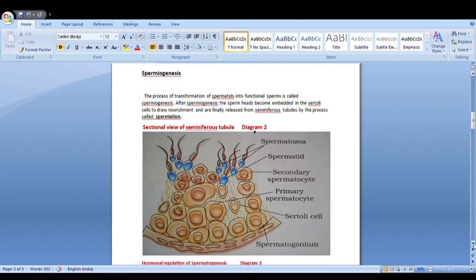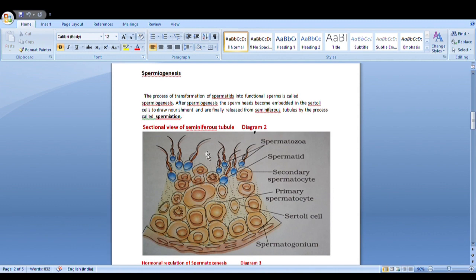So, after spermiogenesis, the sperm head become embedded in Sertoli cells to absorb nutrients. We know Sertoli cells are providing nutrients to the developing sperms. So the sperm heads are embedded in Sertoli cells to obtain nourishment. And finally, they are released from the seminiferous tubule by the process called spermiation. So spermiation is the process by which sperms are released from seminiferous tubules.